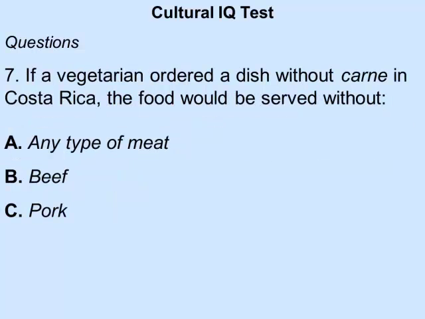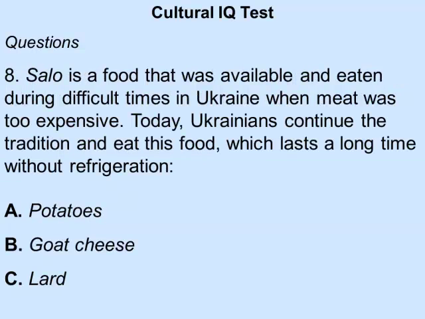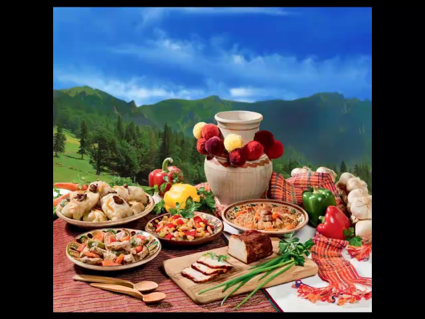Number 7, the correct answer is B, beef. While carne in most Spanish-speaking countries translates as meat, in Costa Rica the meaning is beef. So a vegetarian who ordered a dish sin carne may be surprised to find other types of meat in the food. Number 8, the correct answer is C, lard. Salo, pig fat or lard, which is sometimes spread on bread, has been eaten by Ukrainians as a long-standing tradition. Here's a picture of Ukrainian food, and salo is right in the middle. It actually doesn't look that bad, does it?